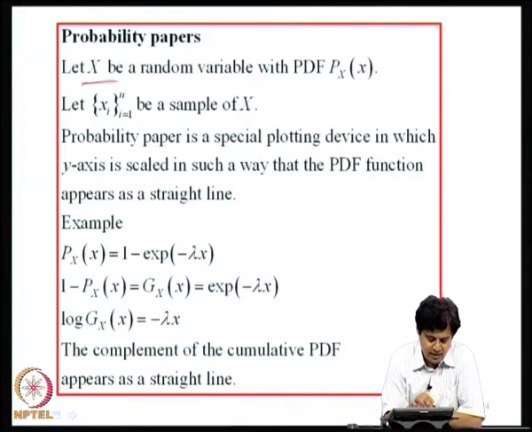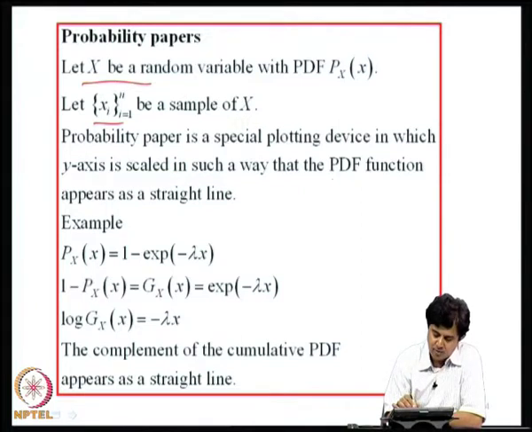So, let x be a random variable with PDF p_x of x, and let lowercase xi be a sample of x. This probability paper is a special plotting device in which the y axis is scaled in such a way that the probability distribution function appears as a straight line. We distort the y axis in such a way that the probability distribution function becomes a straight line, probability distribution function or its complement.